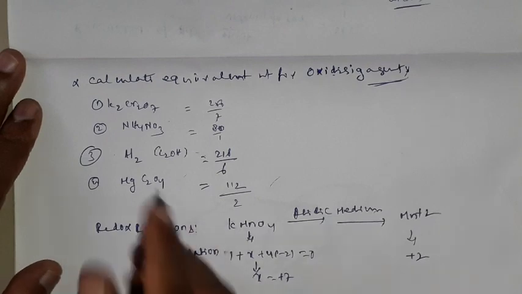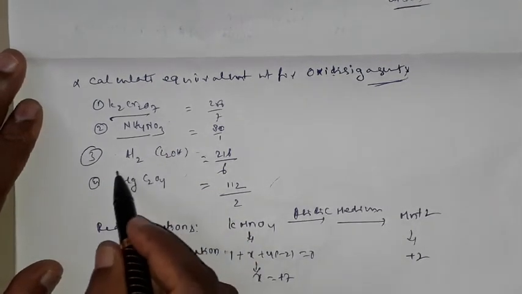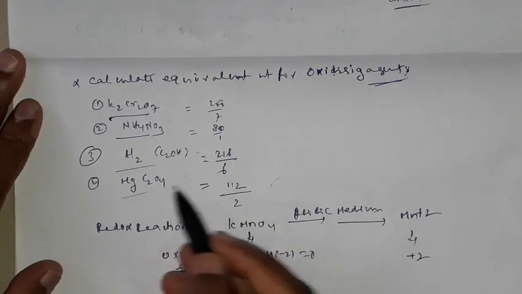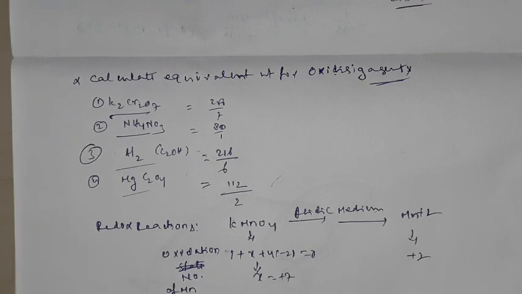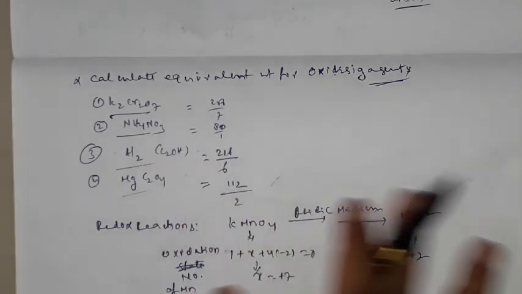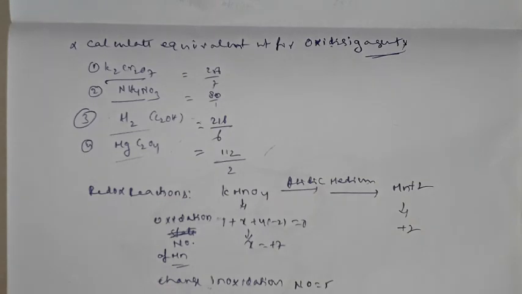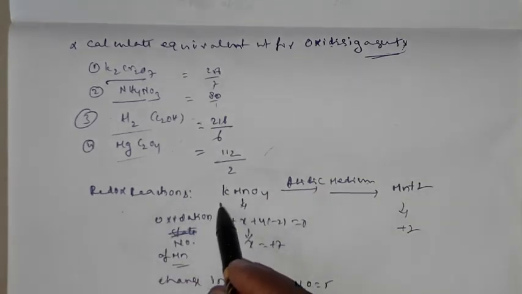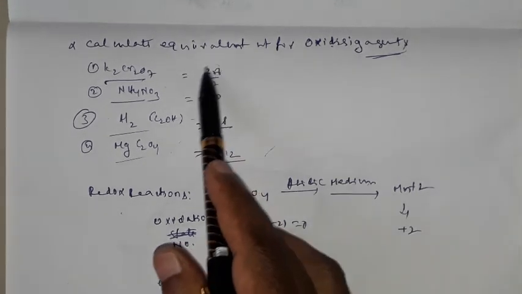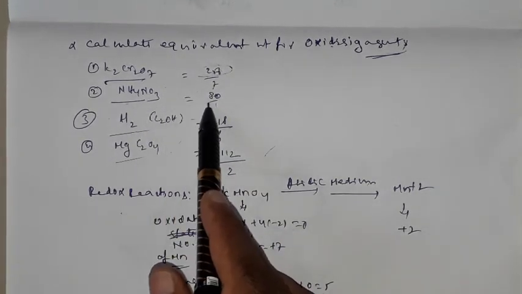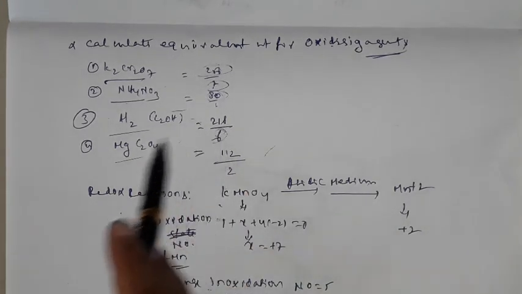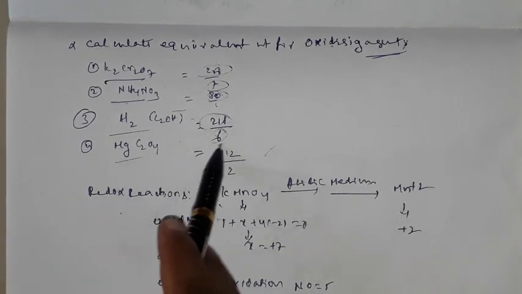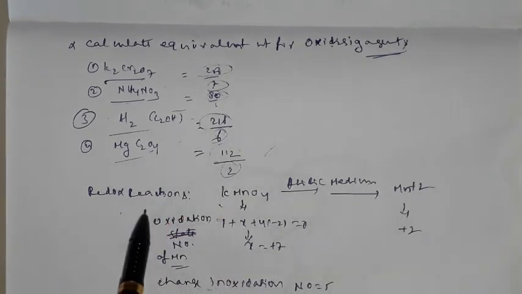Oxidizing agents here: K2Cr2O7, NH4NO3, KMnO4, and so on. In this case, how can you take the valence factor? Here I am only giving the basics; you need to learn more about this. In acidic medium, for KMnO4 it is 158 by 5, and so on. So how can you find this?